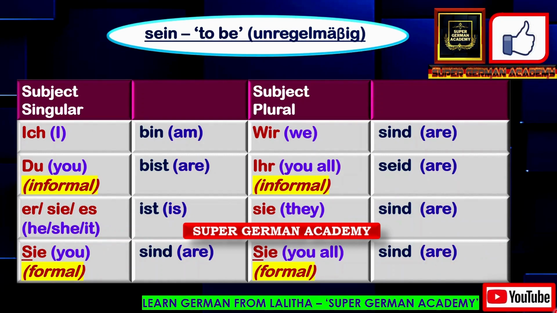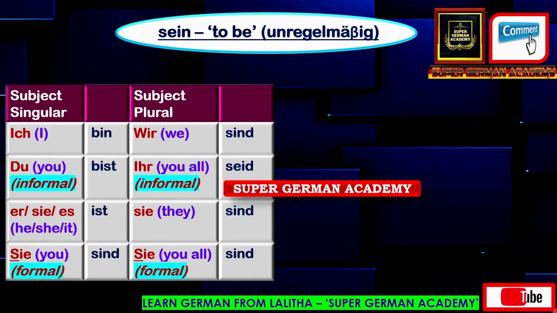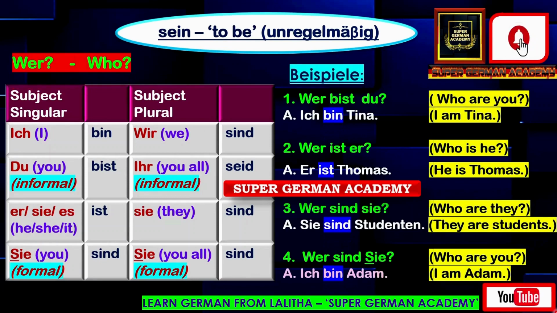Now you will see some example sentences of how to use this same verb. Here are a few example sentences for how to use the sein verb. Beispiele means examples. In these examples I suggest you watch this table also, so that you can remember the conjugation we use for the different subjects.